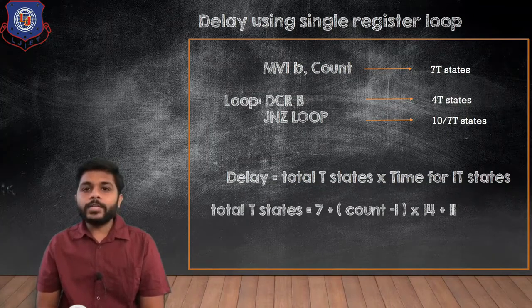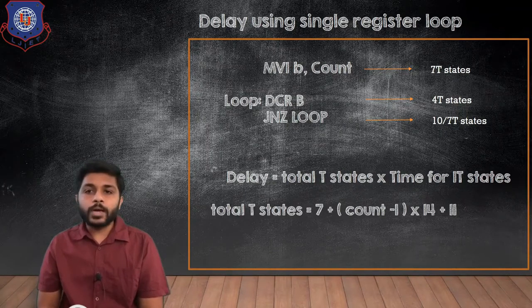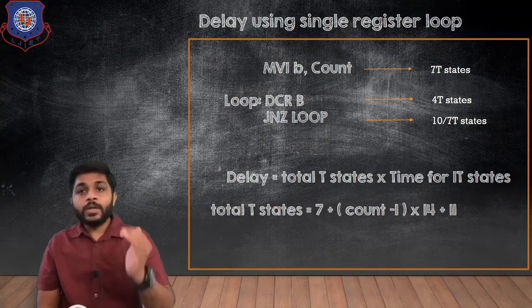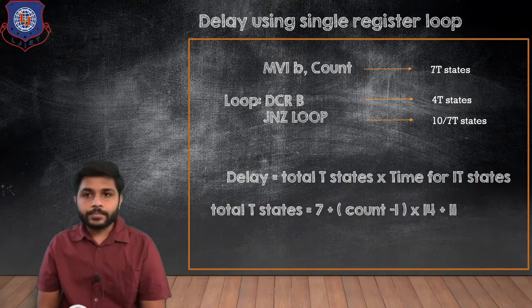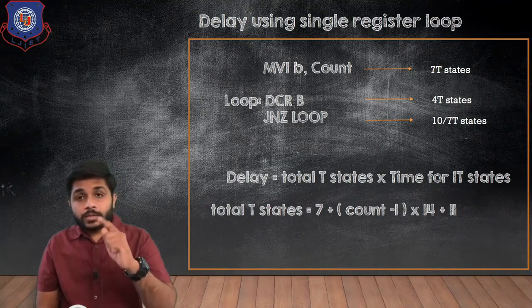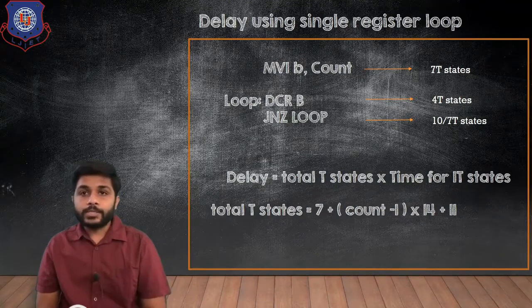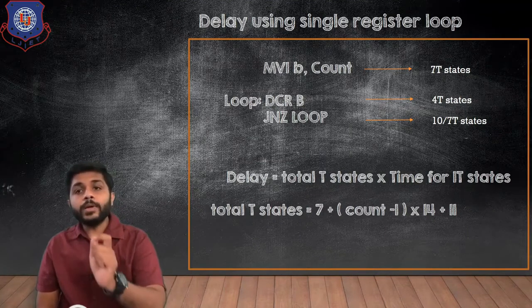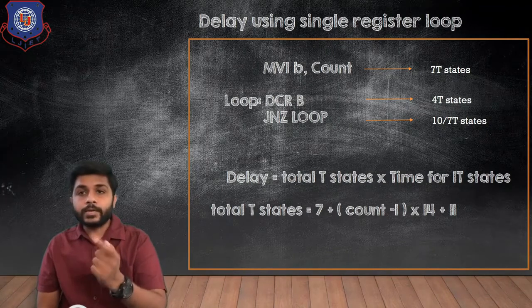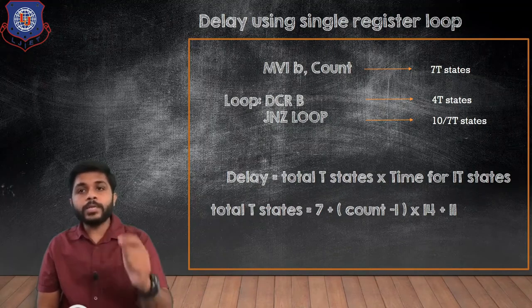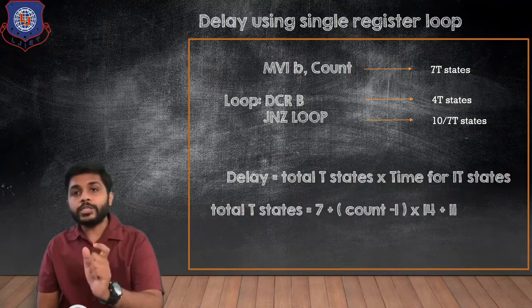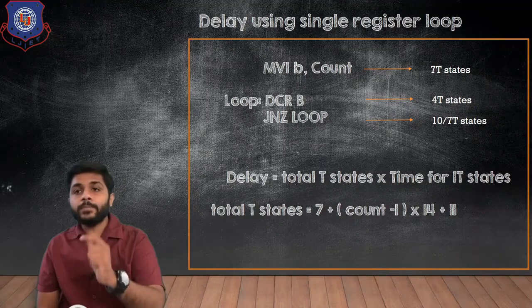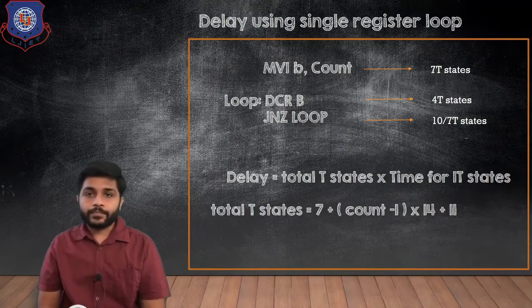So the total number of T states will be 7 plus (count minus 1) into 14 plus 11. You can see that in the program, when the first instruction is executed, it will take 7 T states. After that, the loop will be executed count times, and for count minus 1 times there will be 14 T states, 10 plus 4, because count minus 1 times the jump not 0 condition will be true, and the last time the jump not 0 condition will be false. So the last time 7 plus 4, 11, will be there.